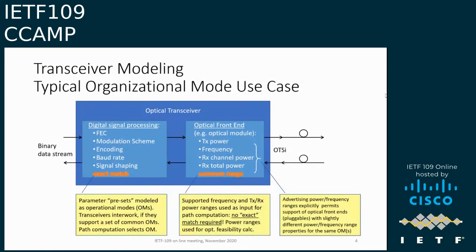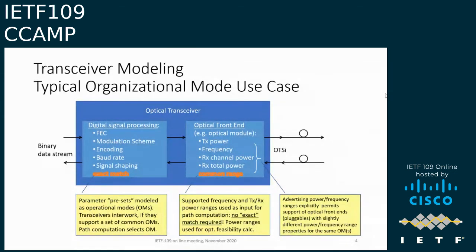The preset model related to the digital signal processing needs to have an exact match between source and destination, while in the case of the parameters related to frequency and power, we don't need an exact match, but we need just a common range between the source and destination parameters.